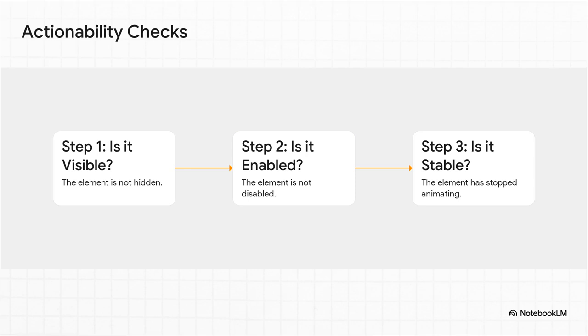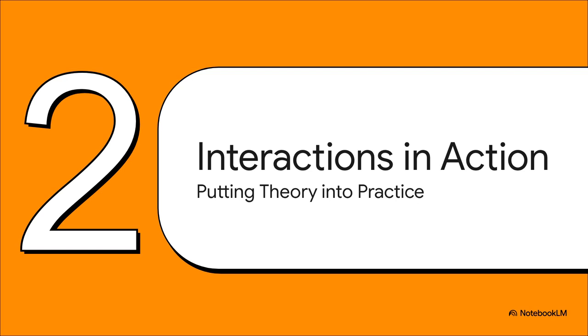What auto-wait is doing under the hood is running a series of what we call actionability checks. Before it even thinks about clicking a button, it's asking, hey, is this thing actually visible on the screen? Is it enabled or is it grayed out? And really important, has it stopped moving around or animating? Only when the answer to all of these questions is a solid yes will Playwright finally perform the action. Okay, so that's the theory. That's the secret sauce that makes Playwright so incredibly stable. Now, let's see what this actually looks like when we're writing code.